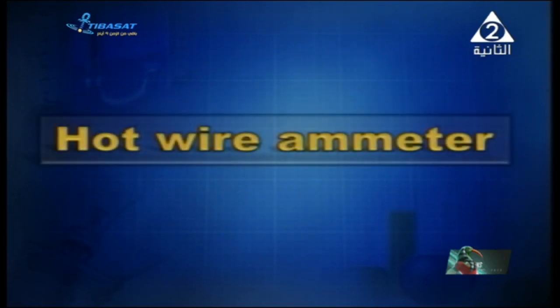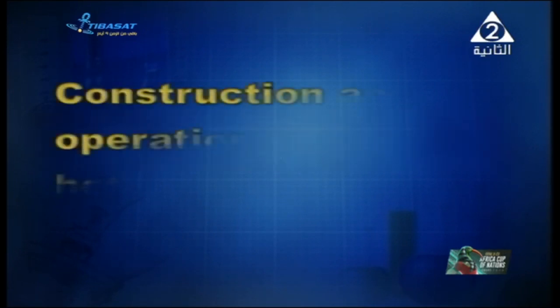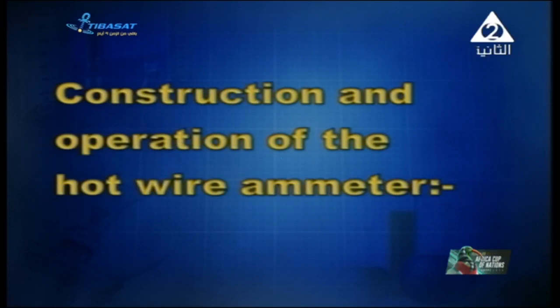And now, talking about hot wire ammeter. Hot wire ammeter is the device used for measuring mainly AC, and also it can be used to measure DC currents, simply because it is based on thermal effect. So, talking about hot wire ammeter. First of all, construction and operation of the hot wire ammeter.